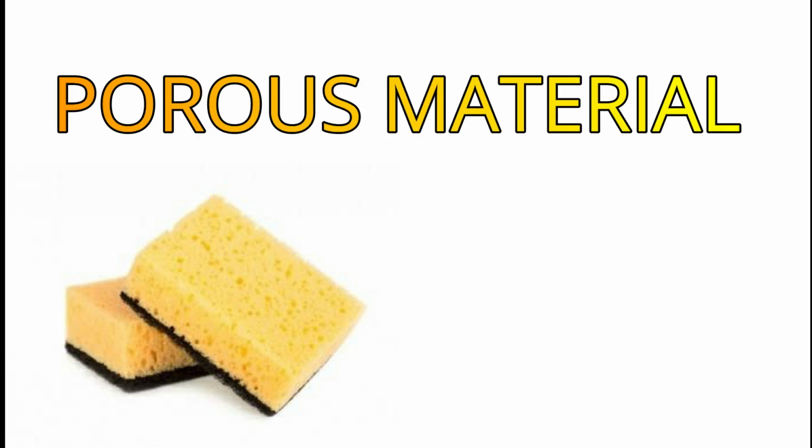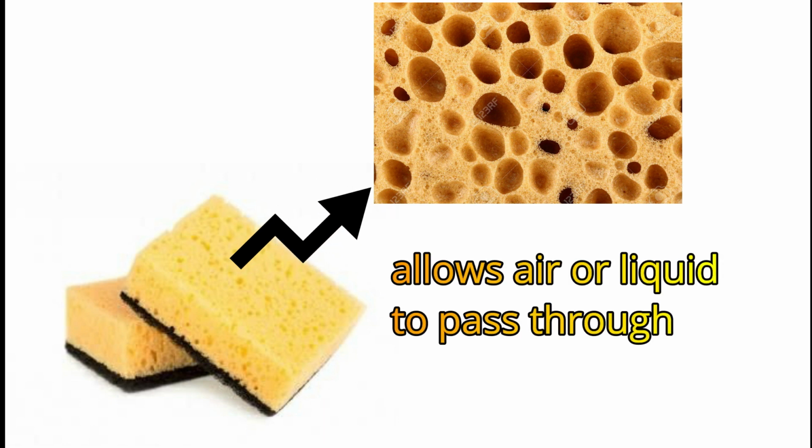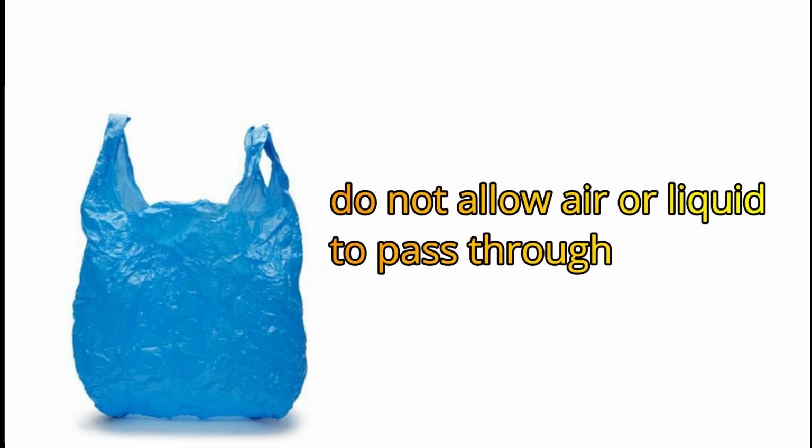You got it right! The sponge absorbs water. It is an example of porous materials. They have small holes that allow air or liquid to pass through. And the plastic bag is an example of non-porous materials, which means they do not allow air or liquid to pass through.